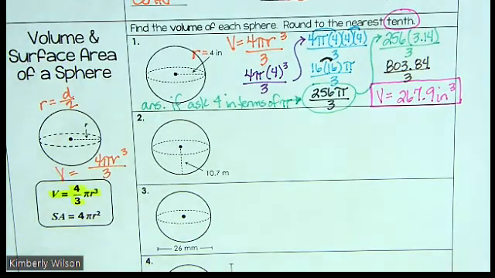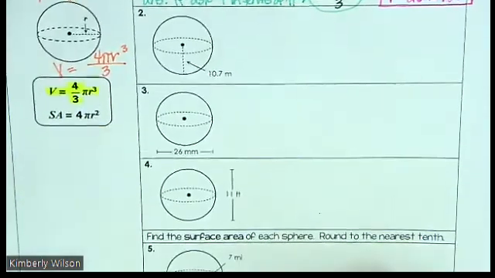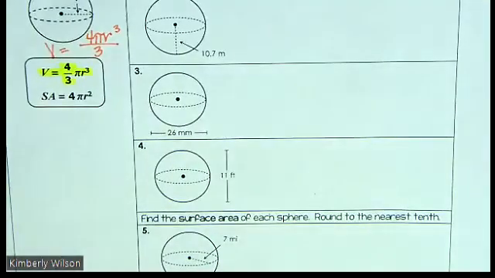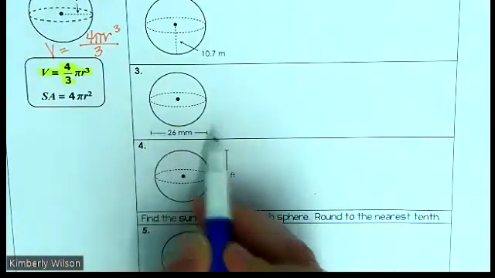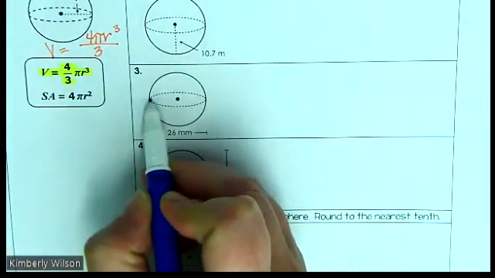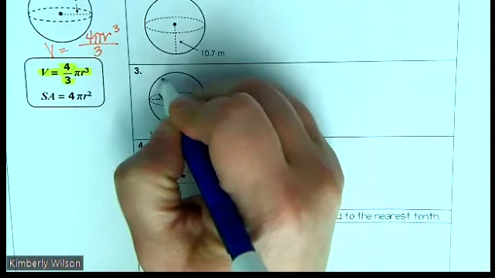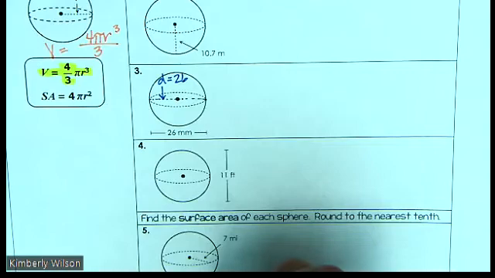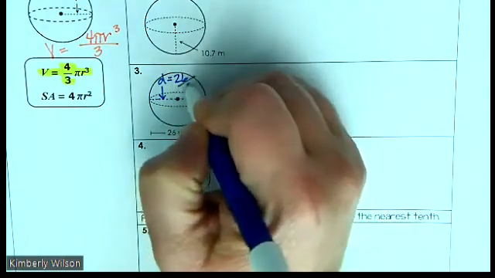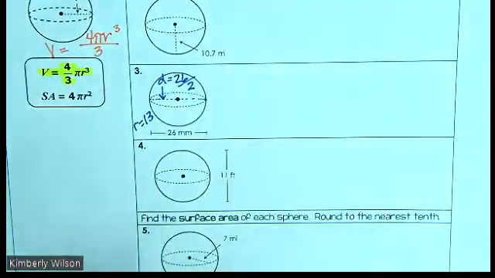Let's work another example. Jumping down to number 3. Well, with number 3, the difference is it's telling me the distance from here to here, which means it's also telling me the distance from here to here. So that means the diameter is equal to 26, but I don't need the diameter. I need the radius. So I have to take this and divide by 2, which gives me that my radius is 13. Label the figure first, and then we start calculating.